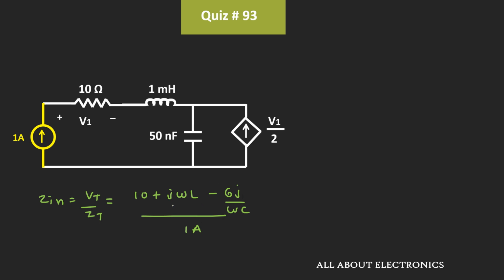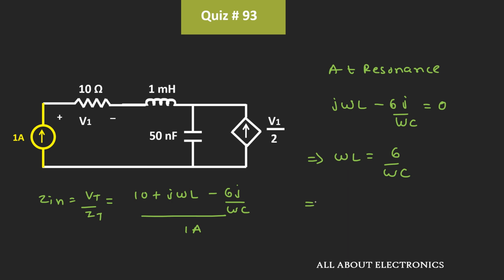So let us equate the imaginary part to 0. That means at resonance, jωL − 6j/(ωC) = 0, or we can say that ωL = 6/(ωC). That means ω² = 6/(LC).